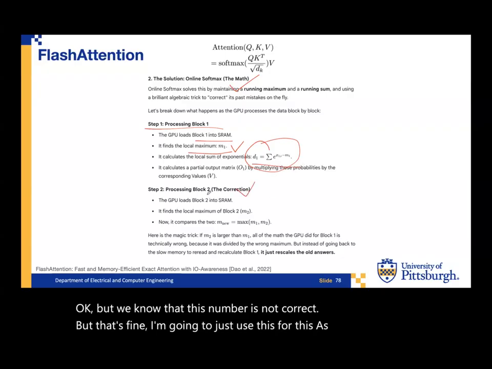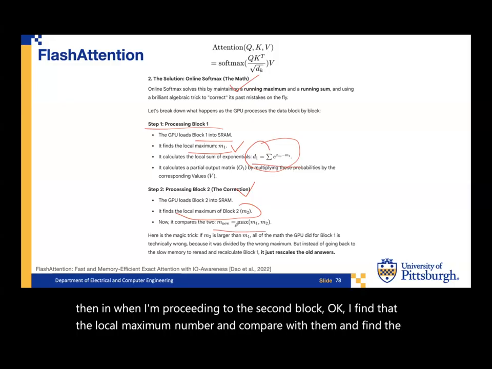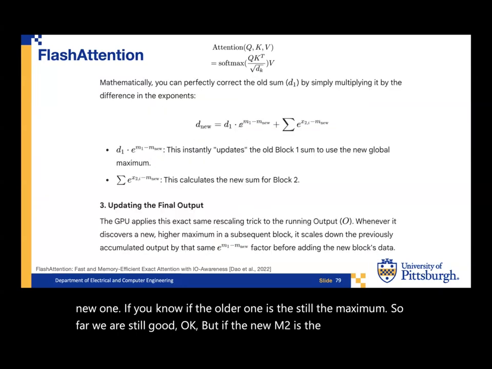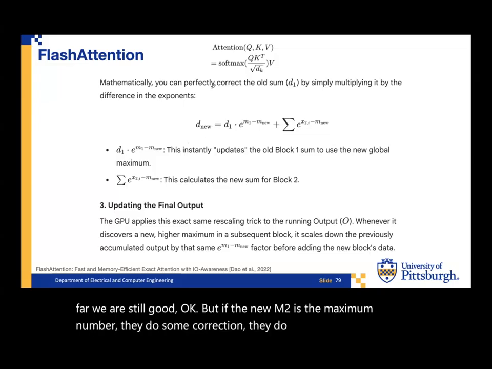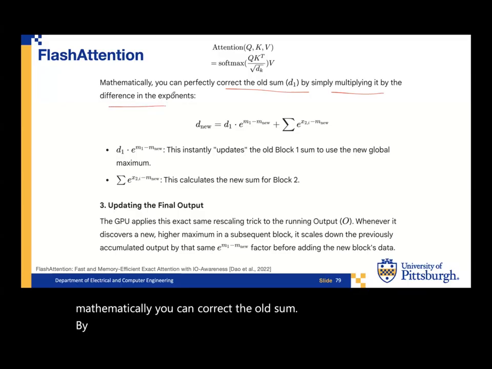Then when I proceed to the second block, I find the local maximum number, compare it with the older one, and find the new maximum. If the older one is still the maximum, so far we are still good. But if the new M2 is the maximum number, they do some correction. Mathematically, you can correct the older sum by simply multiplying by the difference in the exponents.